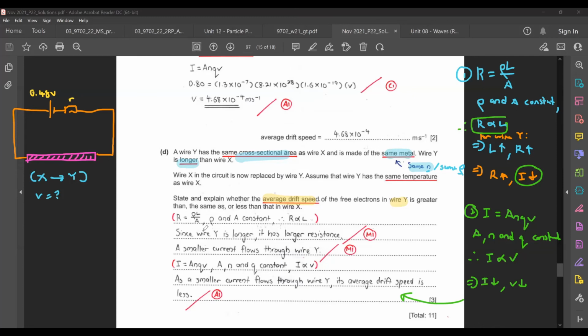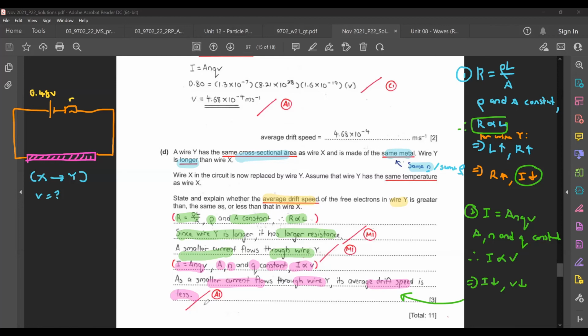This is the wording for the answer. R is rho L over A, rho and A constant, so R is proportional to L. Since Y is longer, it has larger resistance. This means that a smaller current will flow through Y. And then I use a separate equation. I is A N Q V, A, N and Q constant, so I is proportional to V. Since a smaller current now flows through Y, the drift speed is therefore lesser. Okay. This one is worth 3 marks, so you need to explain quite a fair bit. All right. Okay, then we go on to the last question.